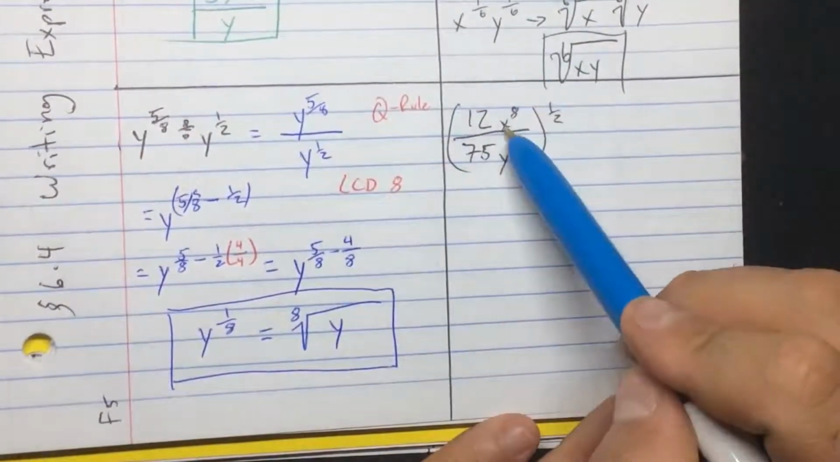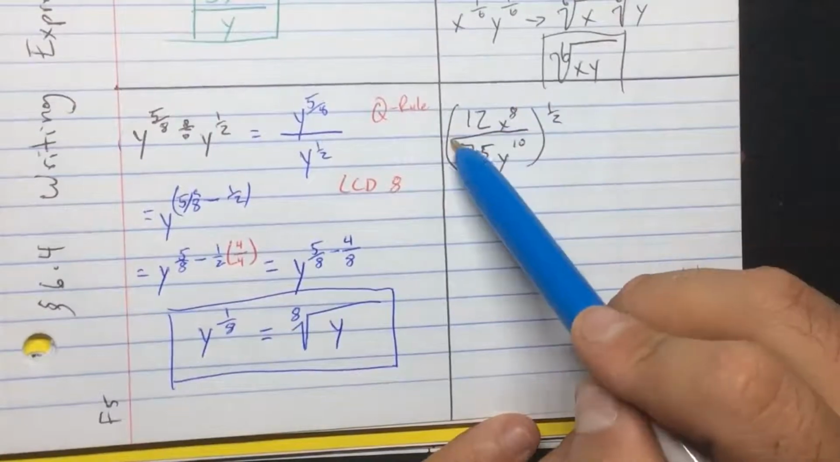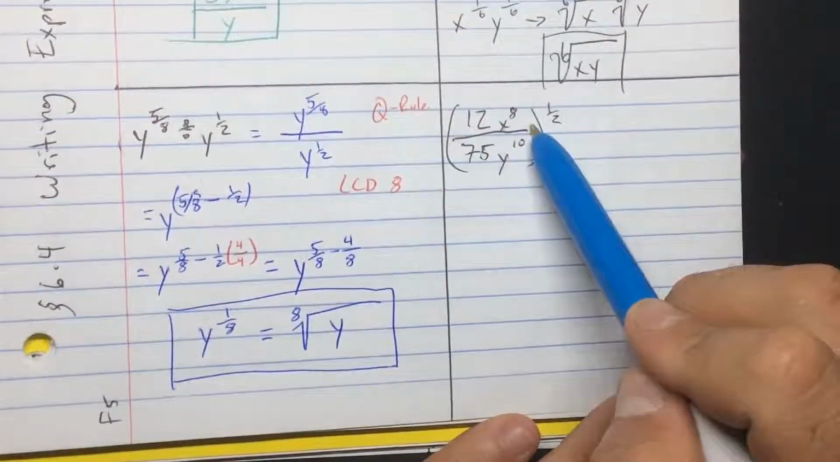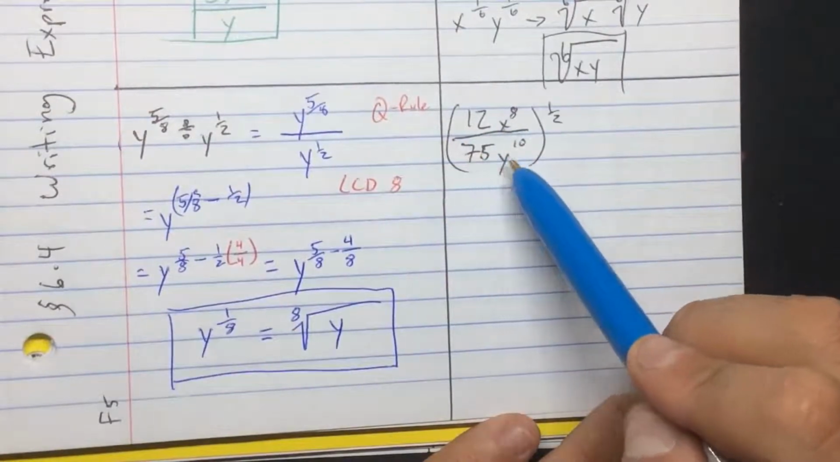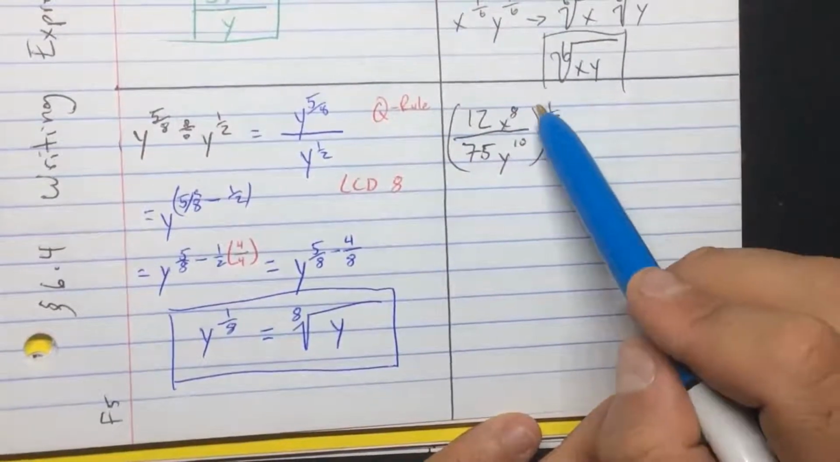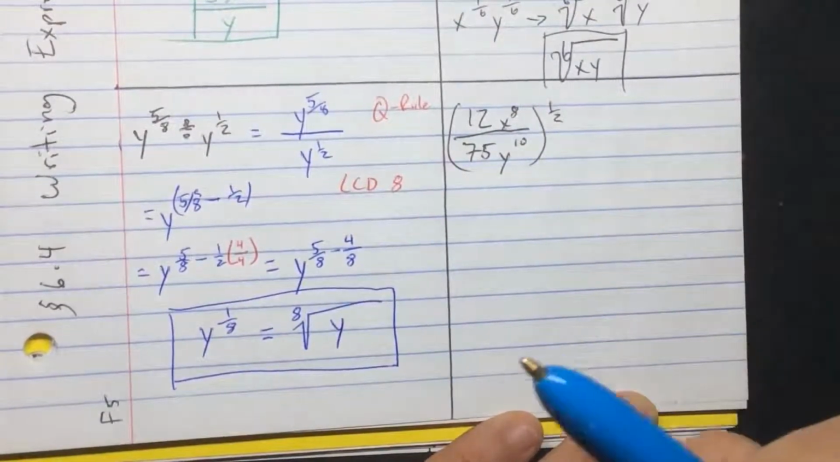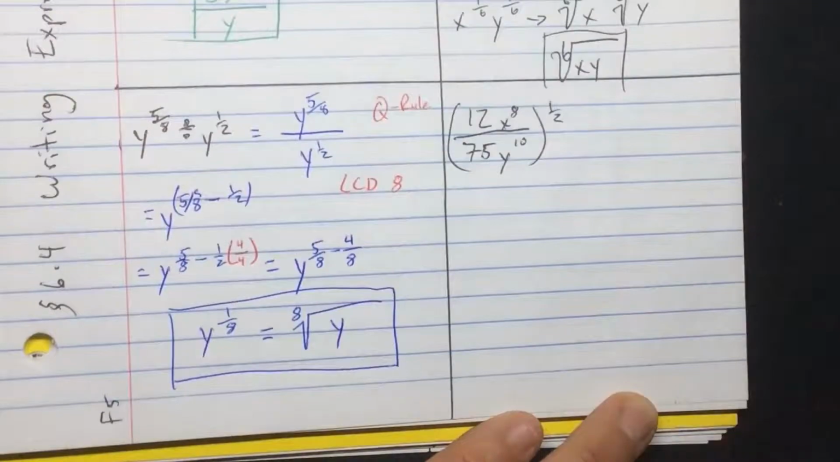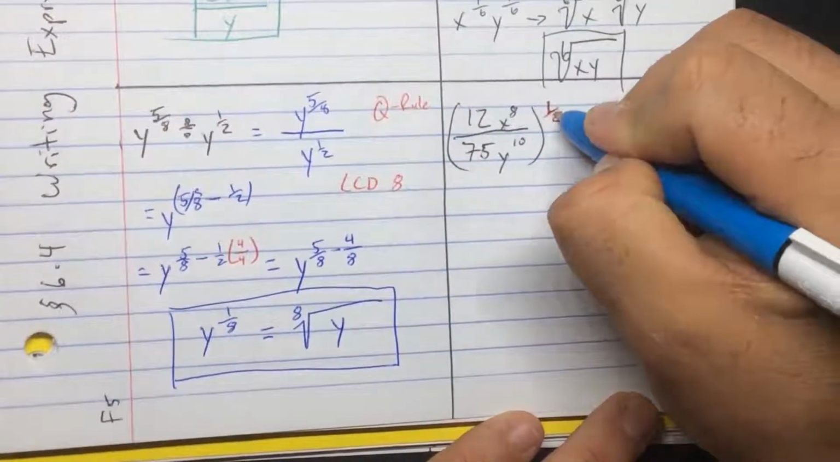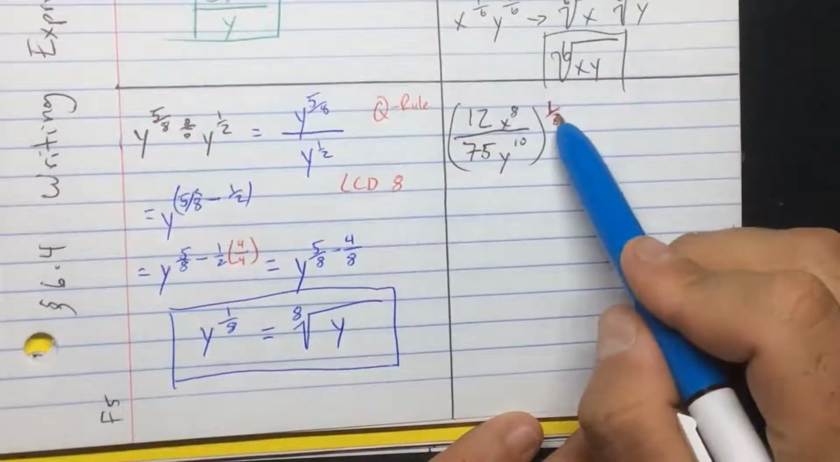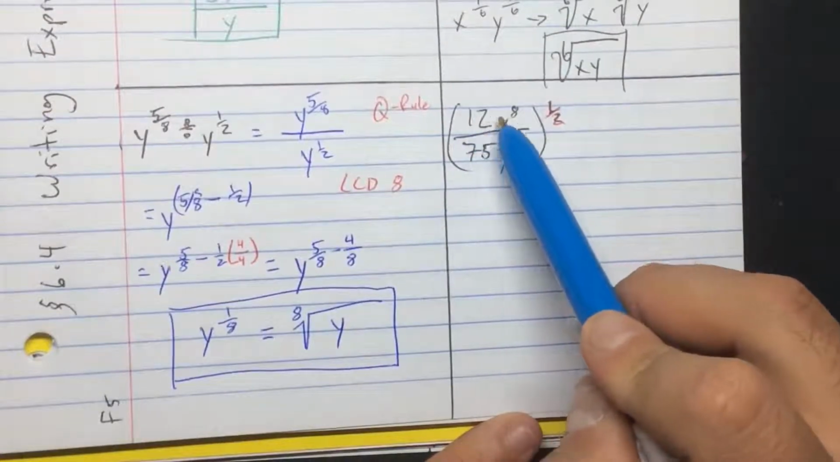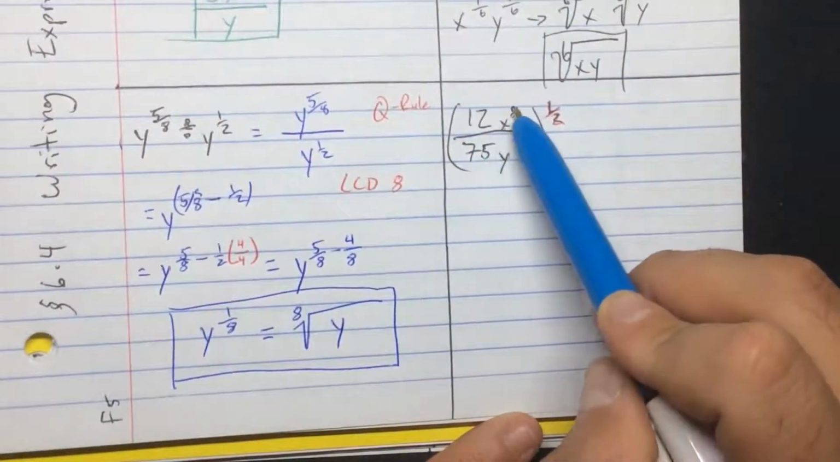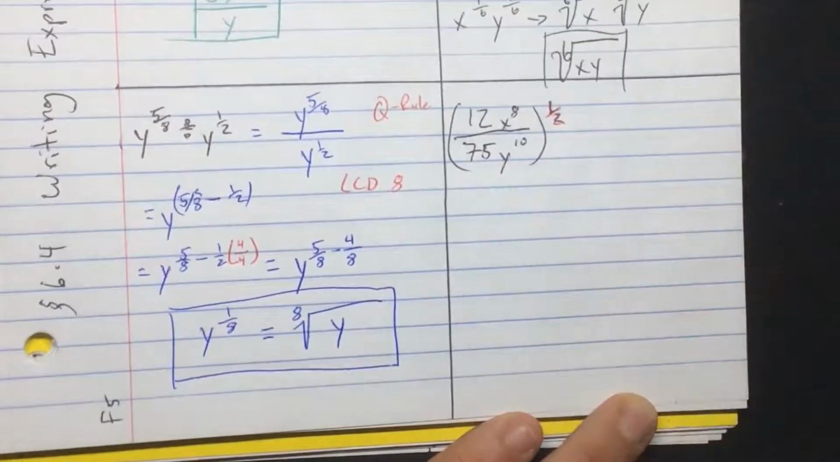Okay, so the last one here, we have another division problem. We have 12x to the 8th power divided by, remember, fraction symbols mean division, 75y to the 10th. And everything's going to be to the 1/2 power. Because we're doing everything to the 1/2 power, I'm going to redo this one in red. We're going to be distributing the 1/2 to every single thing: the 12, the x to the 8th, the 75, and the y to the 10th.